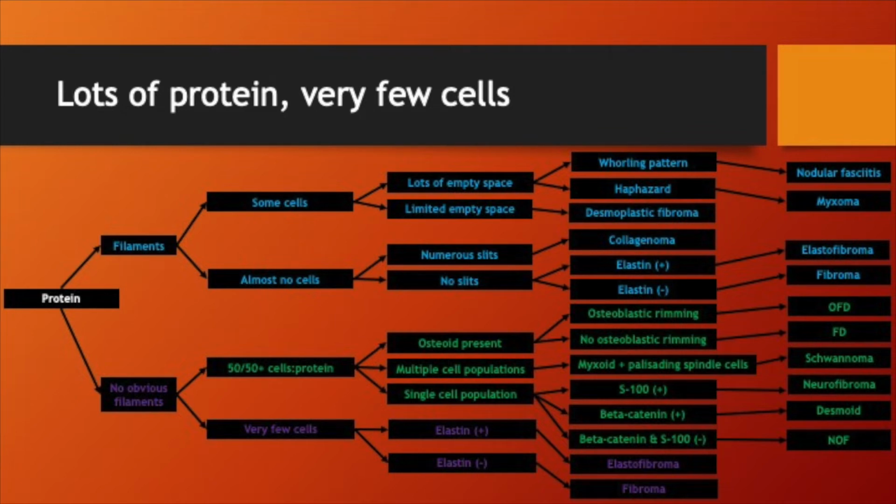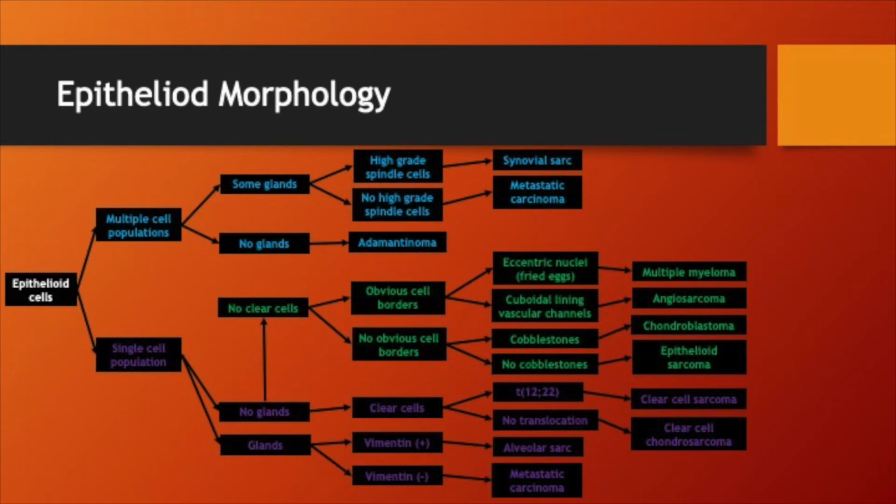And so here's where you'll have to ping pong around again. You will need some immunohistochemical staining ultimately to get these diagnoses, but you need to be able to recognize protein under a microscope. The next is epithelioid morphology.